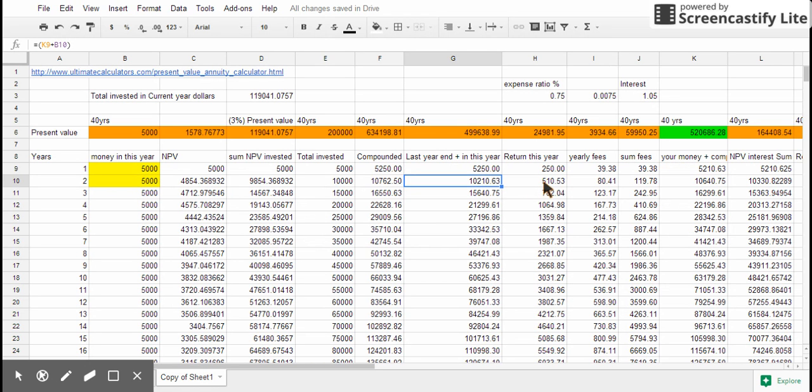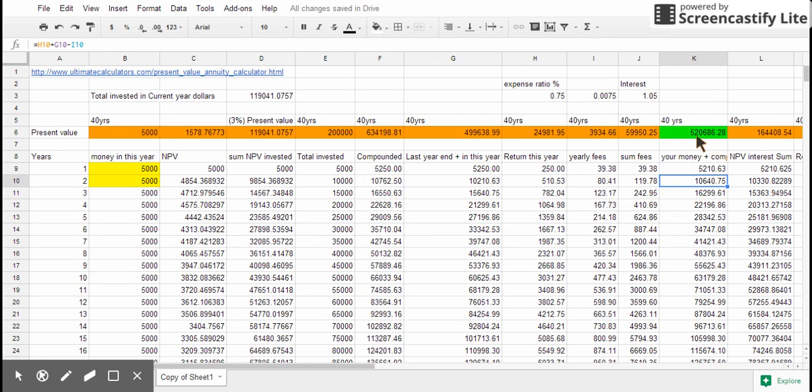This column simply takes how much you start this year with, multiplies it by the interest rate, and tells you how much money you'll get this year from your investments. And then this column takes how much you have in your account this year, multiplies it by the expense ratio, and tells you your fees for the year. So then this column just takes your year starting total, adds the return, and then subtracts the expenses. So this is basically the important column, as it tells you how much money is in your account.